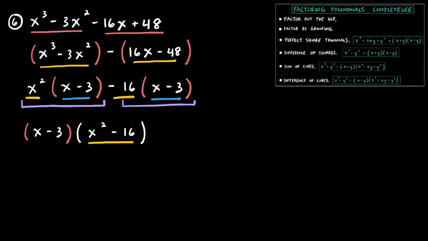Okay? Now at this point, this x squared minus 16 looks like it is factorable, it is a quadratic, and so pause if you need to think about which pattern this might be, but this should be our difference of squares.